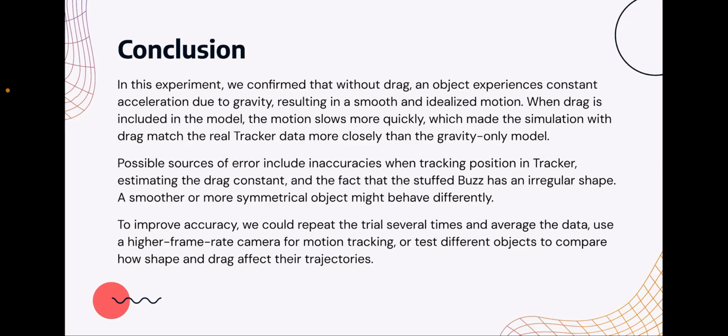In this experiment, I confirmed that without drag, an object follows smooth ideal motion under constant acceleration from gravity. When drag is added, the object slows down more quickly, and that made the drag simulation match the real Tracker data more closely than the no-drag model. Sources of error could include tracking inaccuracy in Tracker, estimating the drag constant, and the fact that the stuffed Buzz doesn't have a streamlined shape. A smoother object might behave differently in the air.